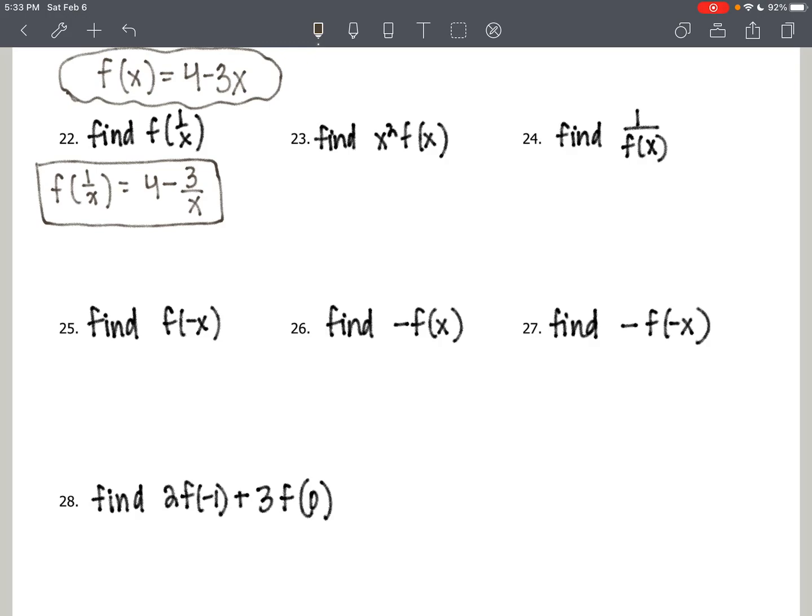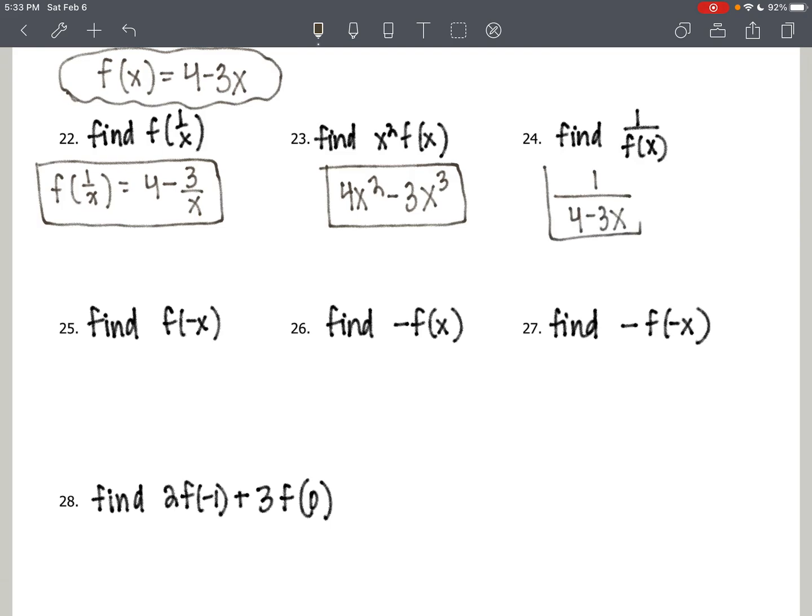Okay, welcome back. X squared times f of x is equal to 4x squared minus 3x cubed. So that's our answer there. And for 24, 1 over 4 minus 3x. So you just take the entire f of x, take all of 4 minus 3x, and you put it right there in the denominator. Here, you take all of 4 minus 3x and multiply it by x squared.